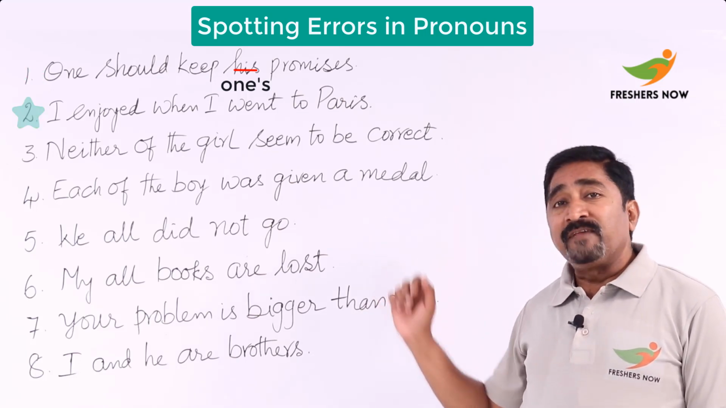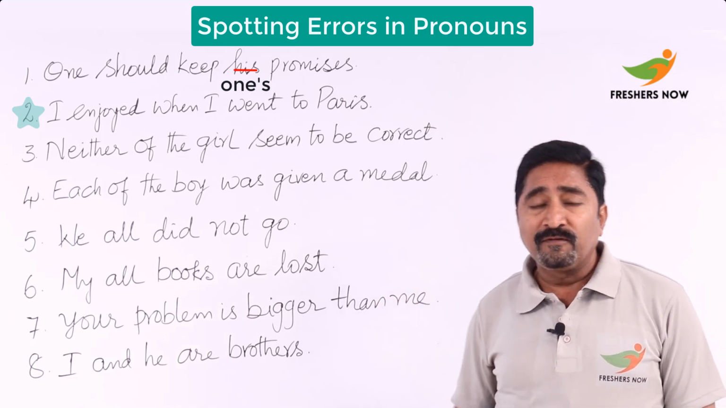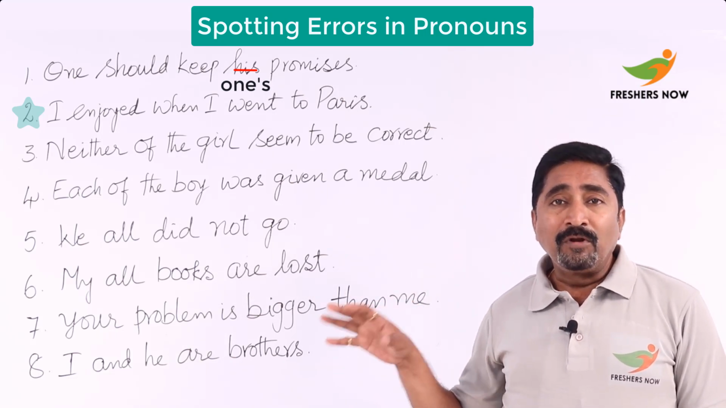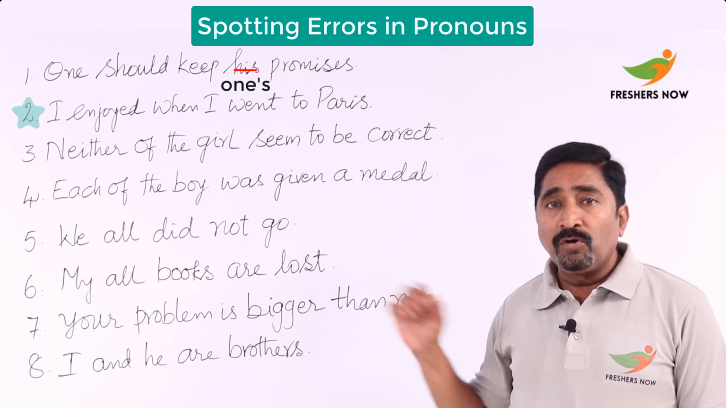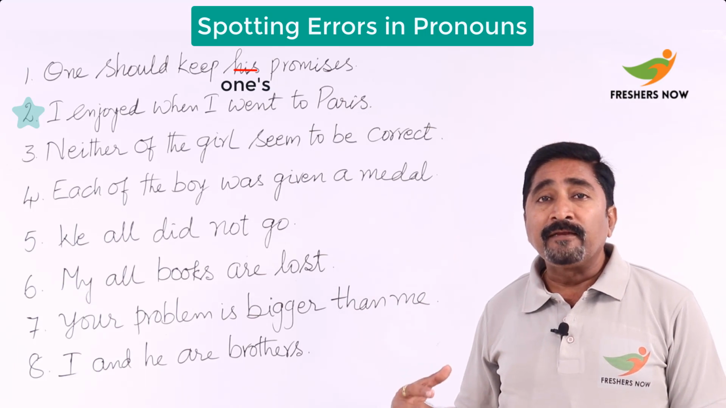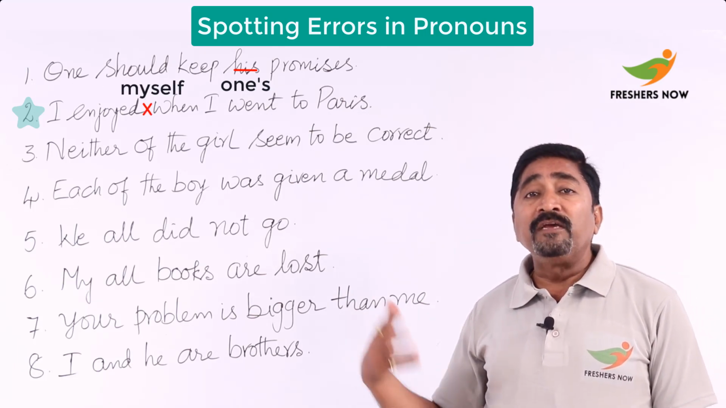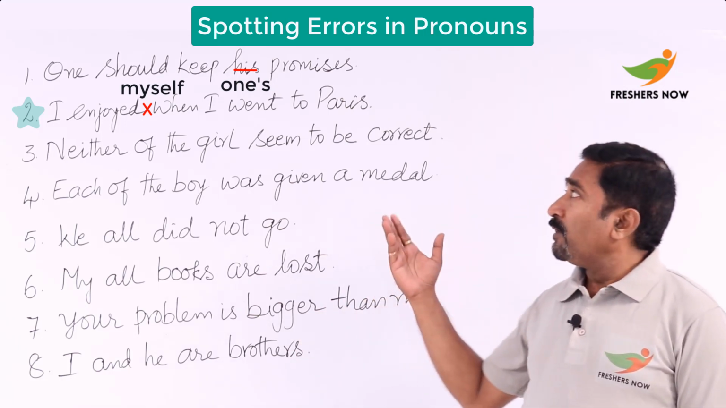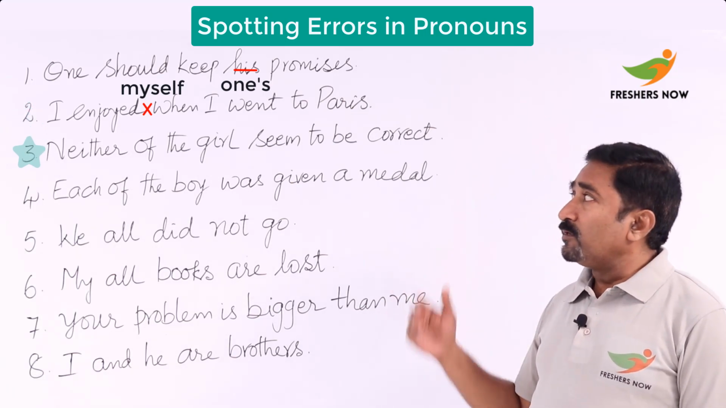Now let's see the next sentence. I enjoyed when I went to Paris. It is all about an experience, what he enjoyed and how he enjoyed. Now here, after "I enjoyed", you should say "myself". I enjoyed myself. That's what the experience speaks. I enjoyed myself when I went to Paris. Now let's see the next one.